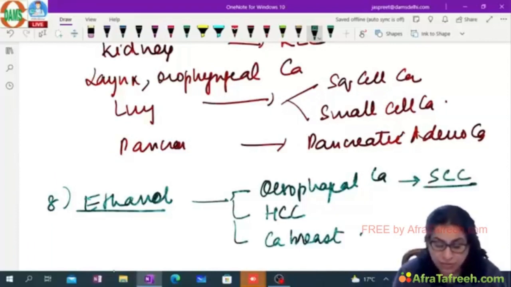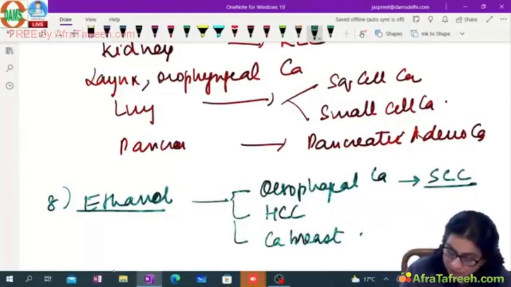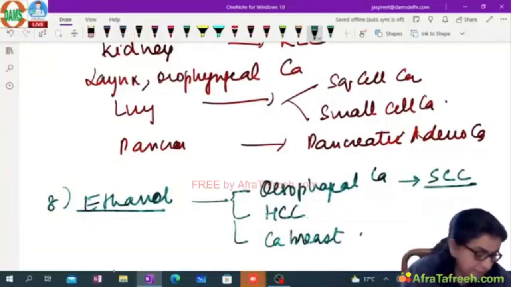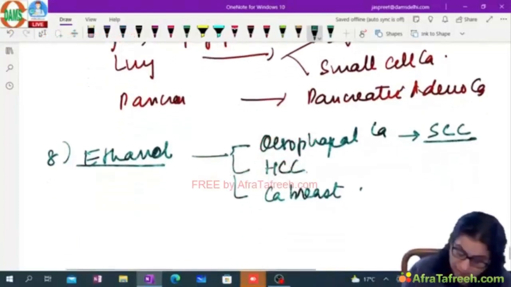Okay, Sridevi, you found the very right number. 7,000 chemicals and 16 cancers. Oh my God.